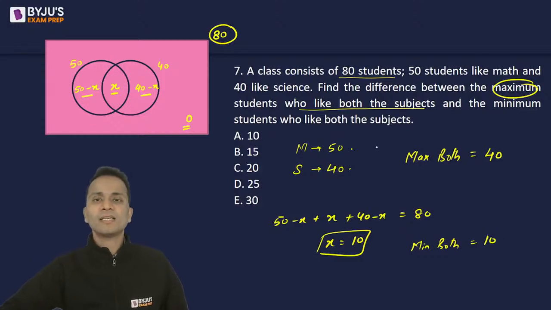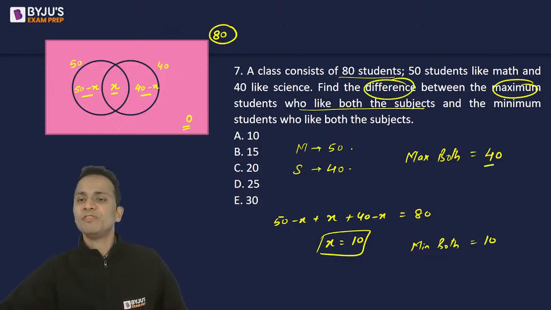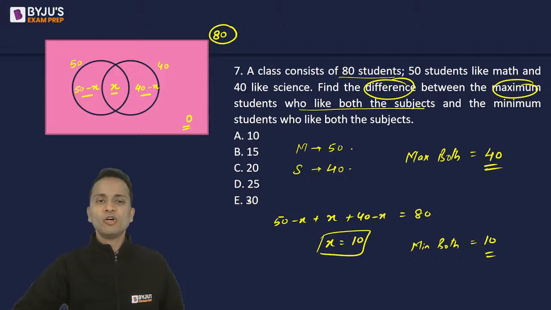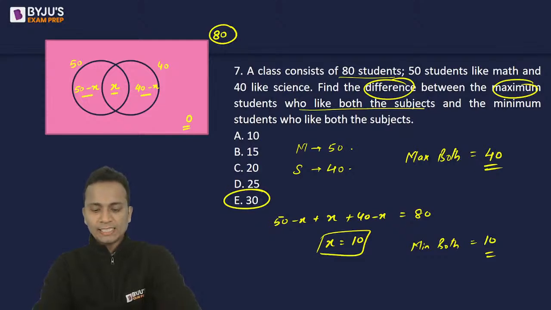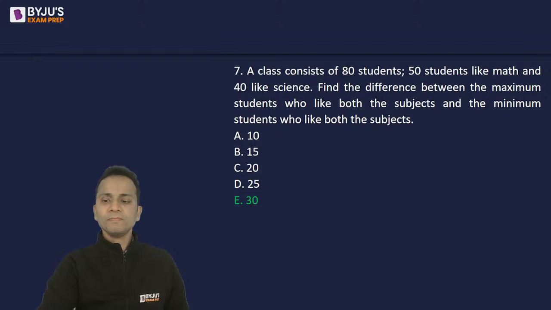Now what do we have to calculate? We have to calculate the difference between these two numbers. What is the difference between 40 and 10? 40 minus 10, that is 30. So the answer to question number 7 will be equal to 30.